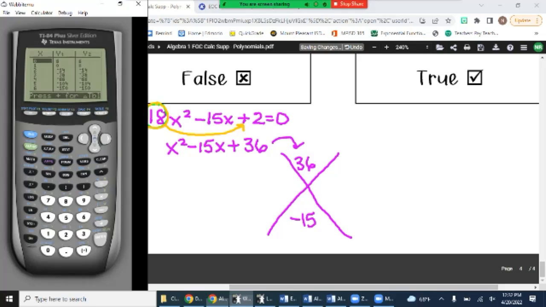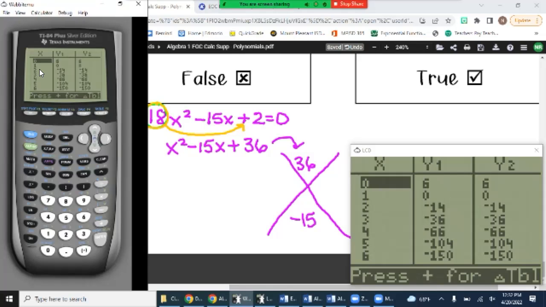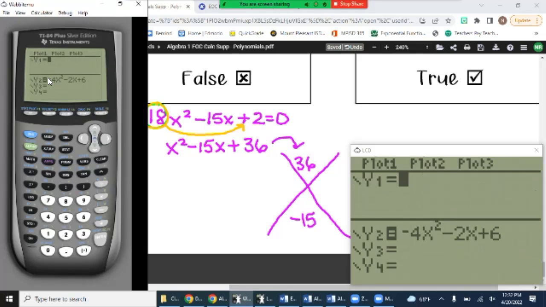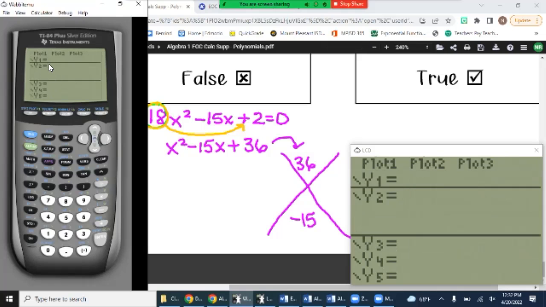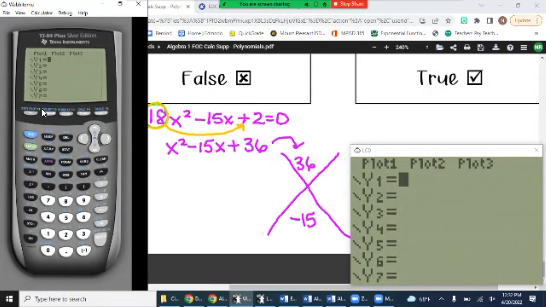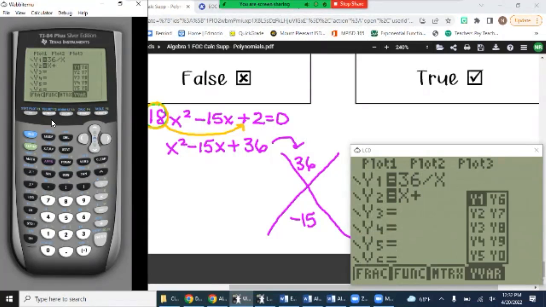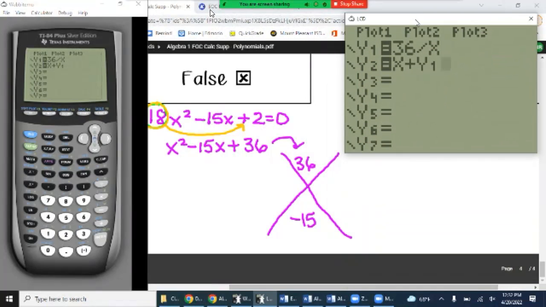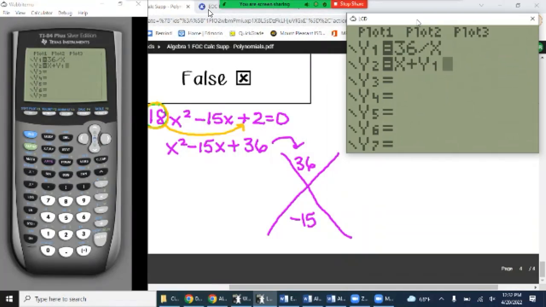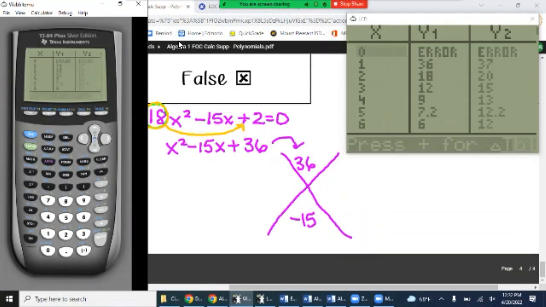Okay. Now we find our factors using the calculator. So in Y1, we can type 36 divided by X. What do we type in Y2? Y1. X plus Y1. So second trace, enter. Or alpha trace, enter. Second trace. Oh, I forgot. It was alpha. And then press second graph.